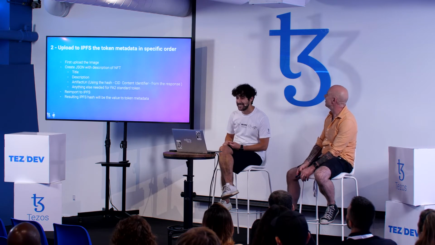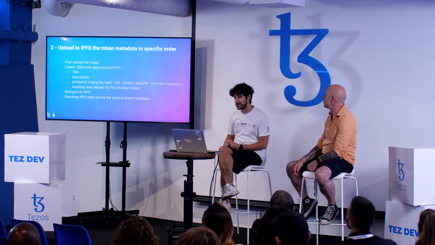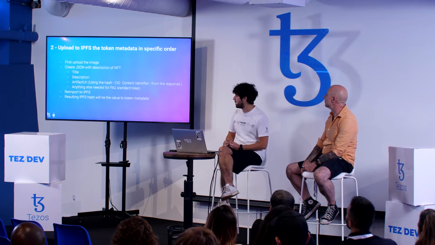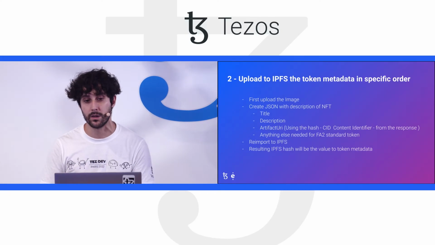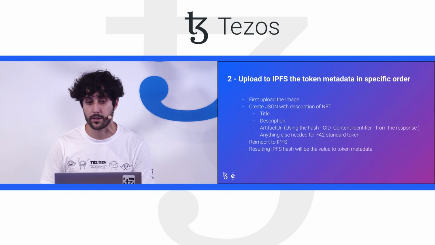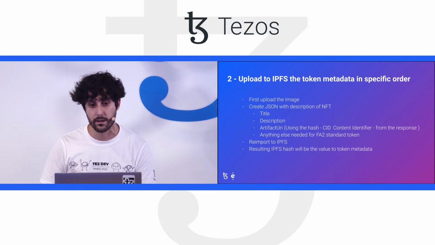Sorry about that. So then the second step, in order to mint your NFTs, is that we need to upload the information to IPFS. That includes the token metadata, where you can include the title, the description, the artifacts. It could be the thumbnail, the display image, and so on. All this information is standard information, including the FA2 standard. And then we are going to upload all this information to IPFS, and we'll see what IPFS returns.